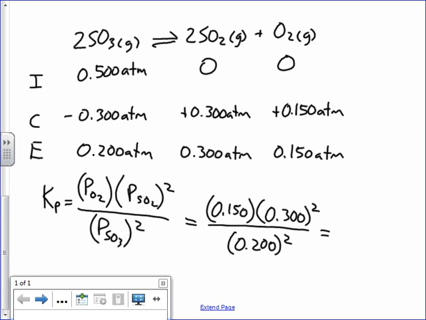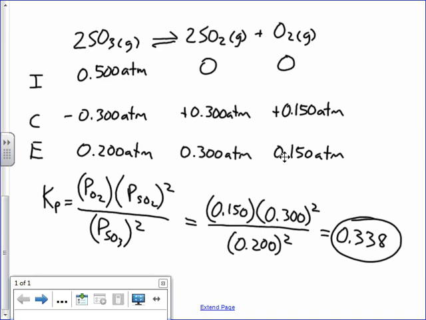What is it? Okay, we'll go with 0.3375, 0.338, I guess, technically. We're worried about our sig figs here. Okay? All right, so that's that.